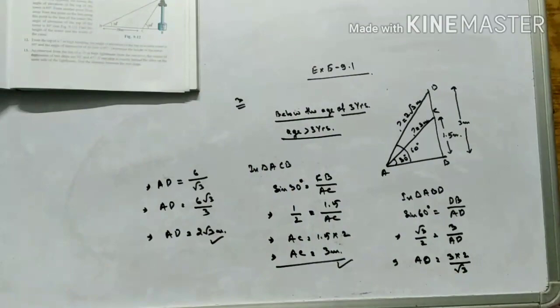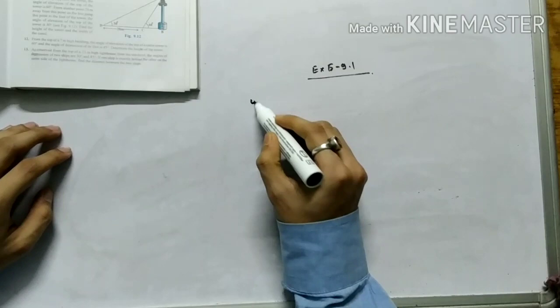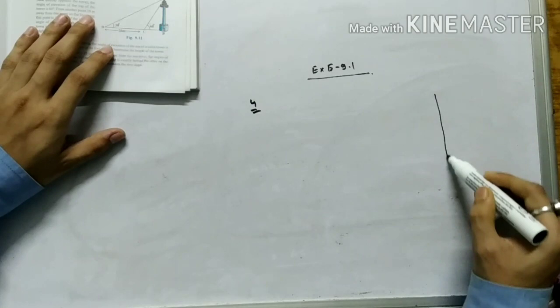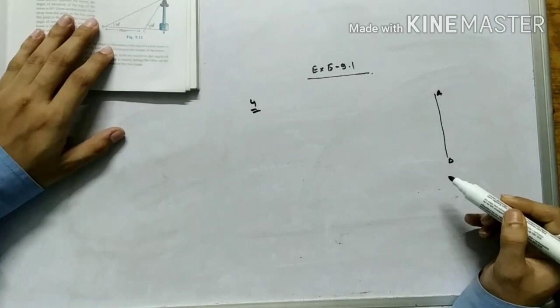Question number 4. The angle of elevation of the top of a tower from a point on the ground which is 30 meter away from the foot of the tower is 30 degree. Find the height of the tower. So there is a tower there. Let's name it AB. The angle of elevation of the top of the tower is from a point on the ground.